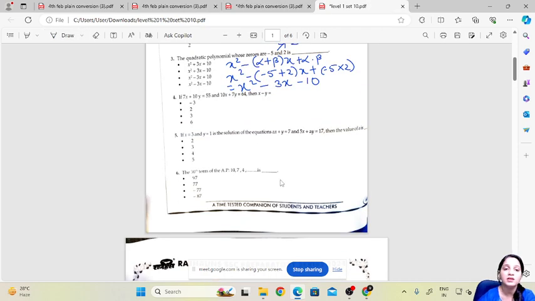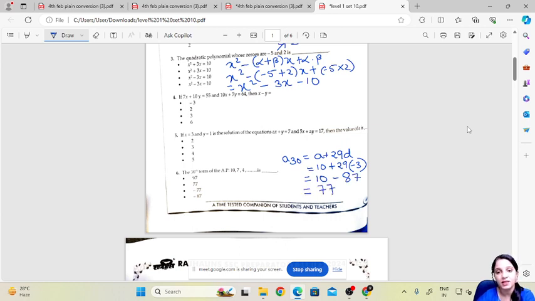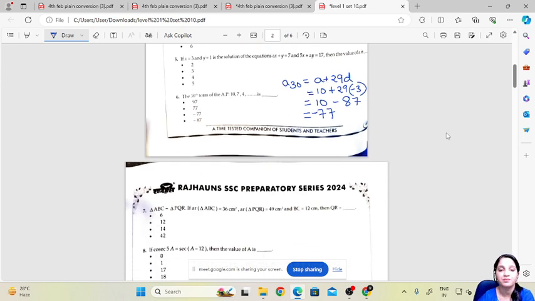The 30th term of the AP. To find the 30th term, how do we write it? A30 is A plus 29D, right? So A here is the first term, which is 10. 10 plus 29 into D. The difference, 7 minus 10, is minus 3. So 10 minus 87. 10 minus 87 is 77, with the minus sign.